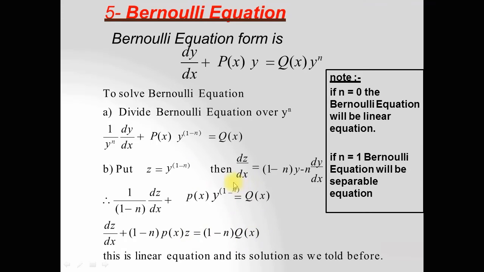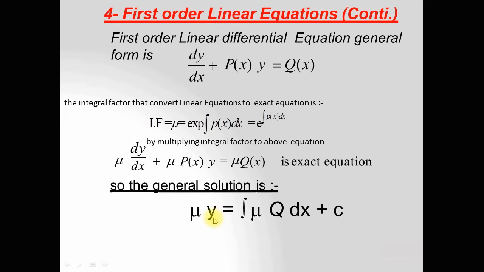So dear students, using some substitutions we can transform the Bernoulli equation into a linear form, and then we can solve this equation easily by this formula. Integrating factor multiplied by the dependent variable is equal to integration of the integrating factor multiplied by the Q function with respect to x plus c, integration of the product of integrating factor and Q function.